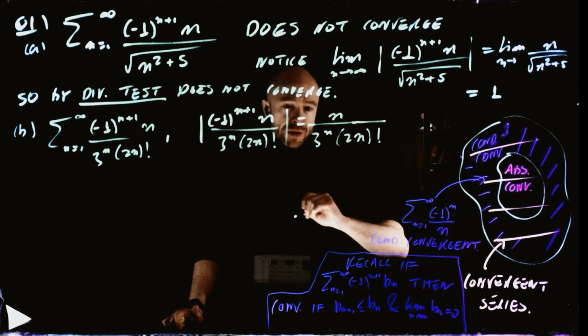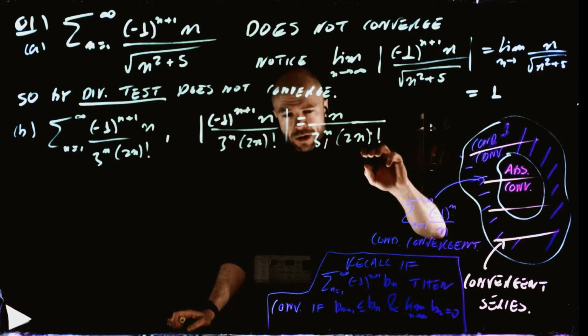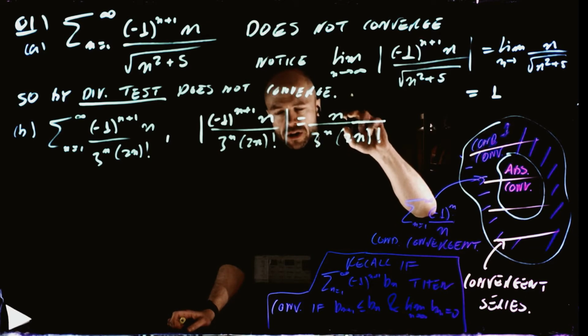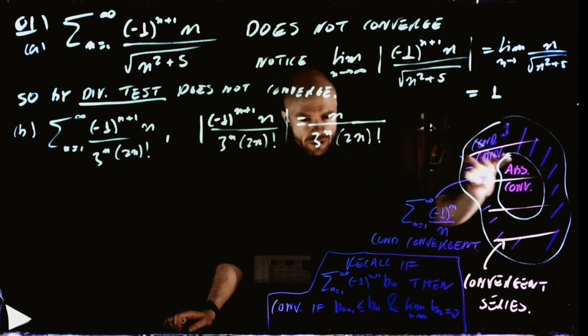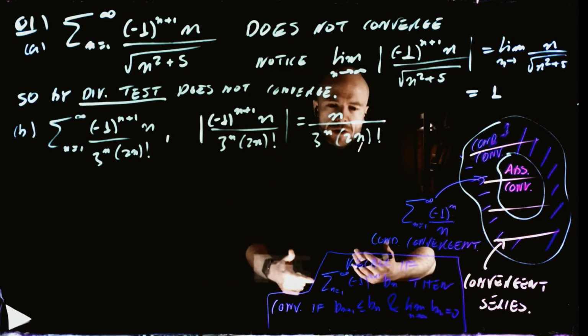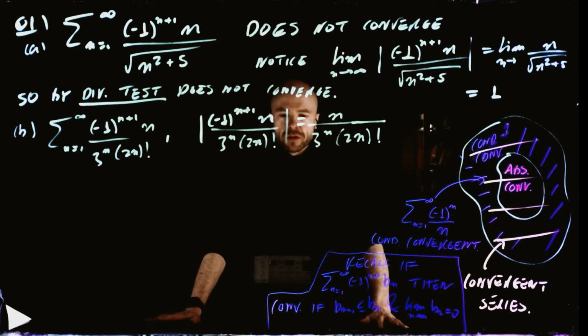Yeah. And indeed, if we look at this, then we have things at the bottom that are growing incredibly fast. We have 3 to the n, we have 2n factorial, and on top we have something which is just getting slaughtered because it's so much slower than the stuff on the bottom. So what you said is exactly right. This thing is going to 0 so fast, we expect it to converge. But the tool we use is not the divergence test. Can you think of a tool that would help us?